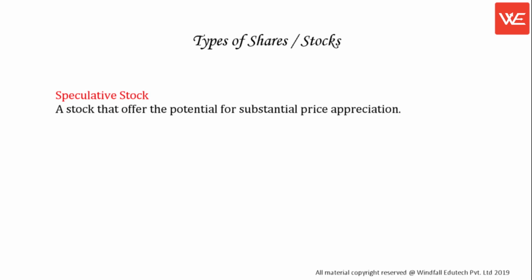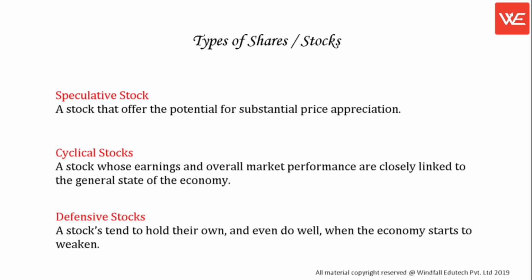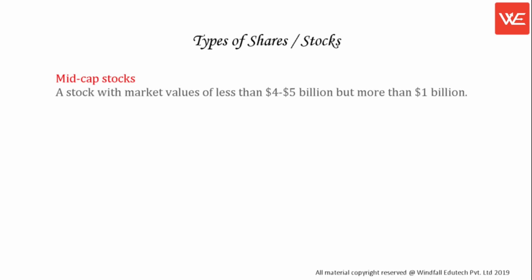Speculative stock. A stock that offers the potential for substantial price appreciation. Cyclical stocks. A stock whose earnings and overall market performance are closely linked to the general state of the economy. Defensive stocks. Stocks that tend to hold their own, and even do well, when the economy starts to weaken. Mid-cap stocks. A stock with market values of less than $4 to $5 billion but more than $1 billion.